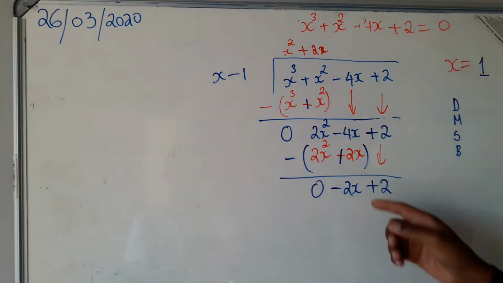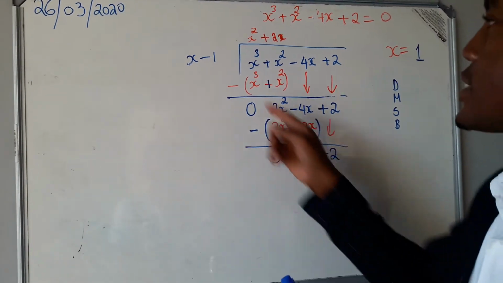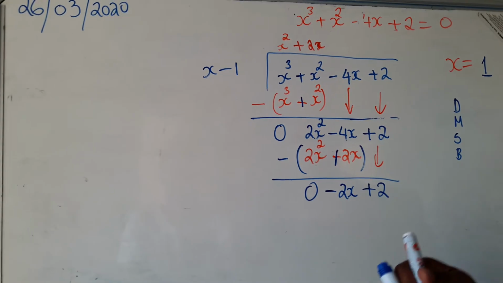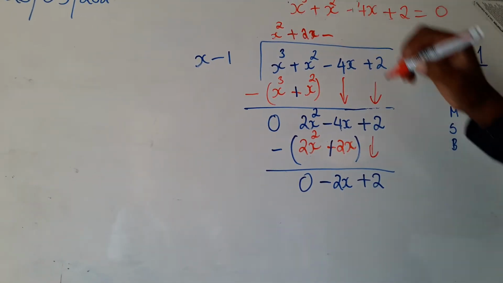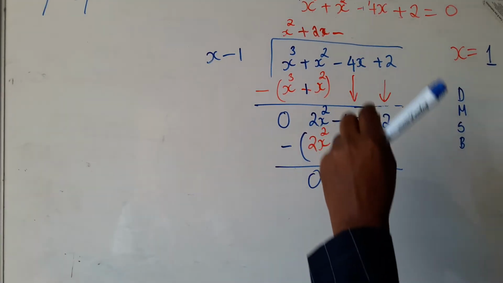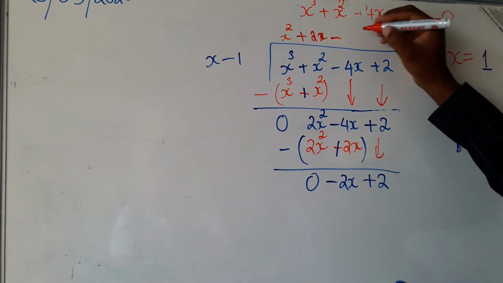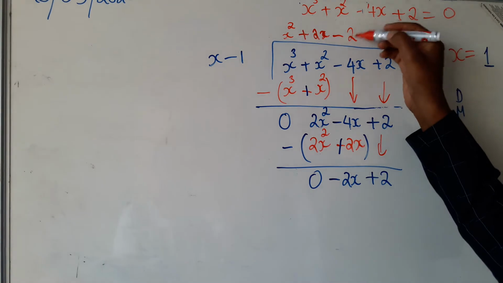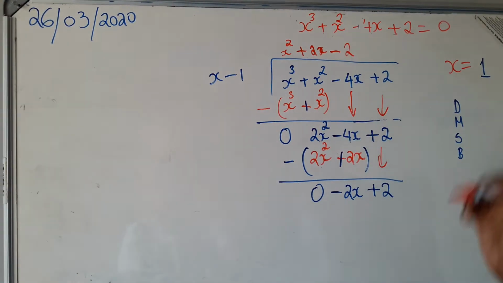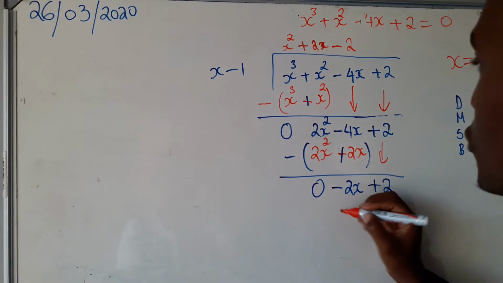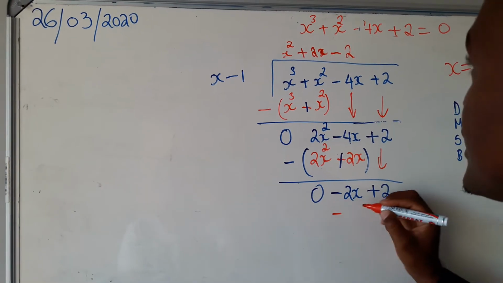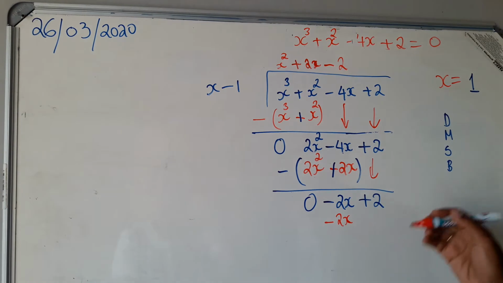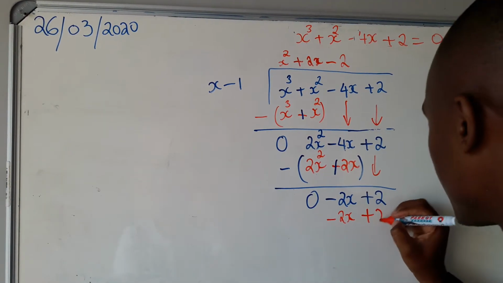The next step then is to divide negative 2x by the expression, and we have that is minus 2x divided by x. In this case we have a 2, and negative 2 times x, we have minus 2x, and negative 2 times negative 1, it's a positive 2.